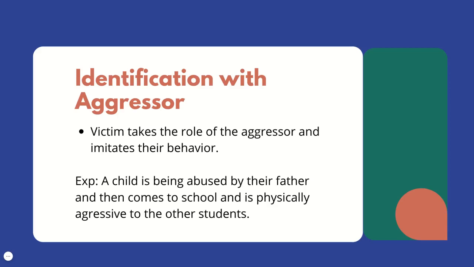Common example here, a child being abused by their father comes to school and is physically aggressive to other students. Remember, if you see children acting out, in some cases, it might be what they see modeled for them at home. So maybe they're seeing aggression at home, they're identifying with the aggressor.